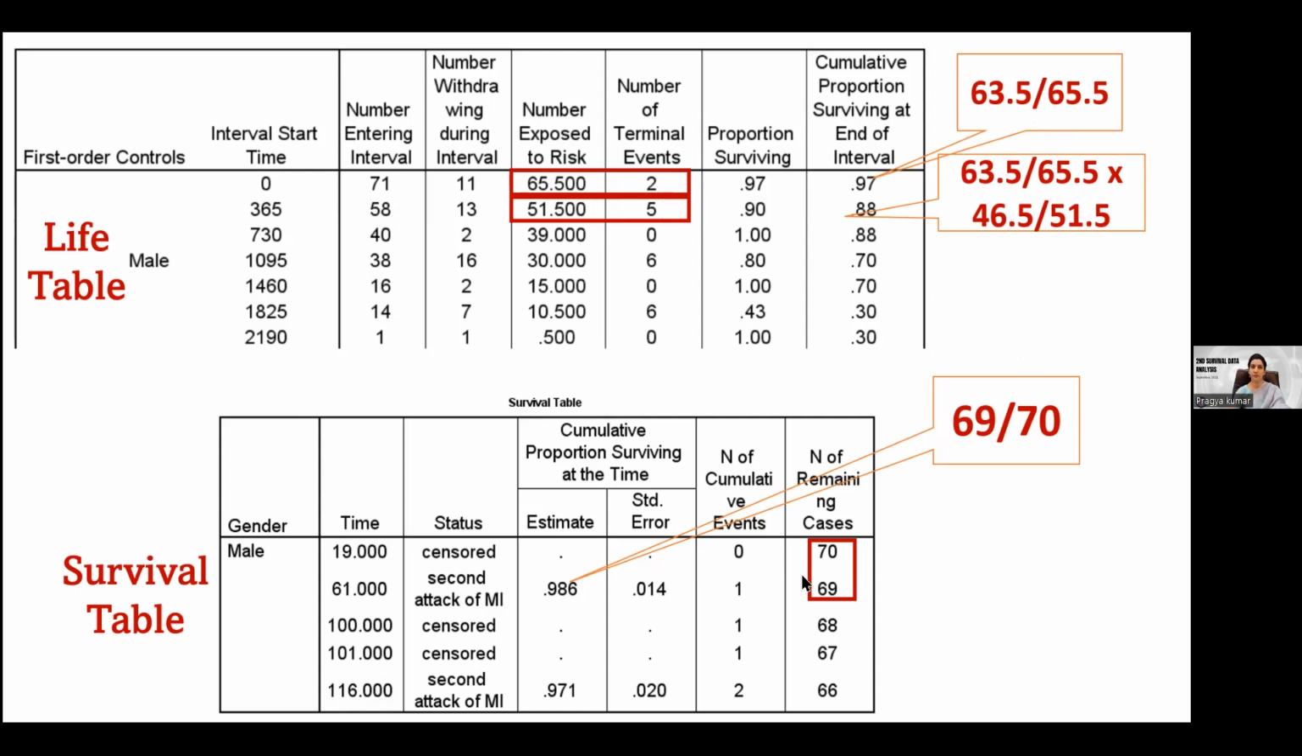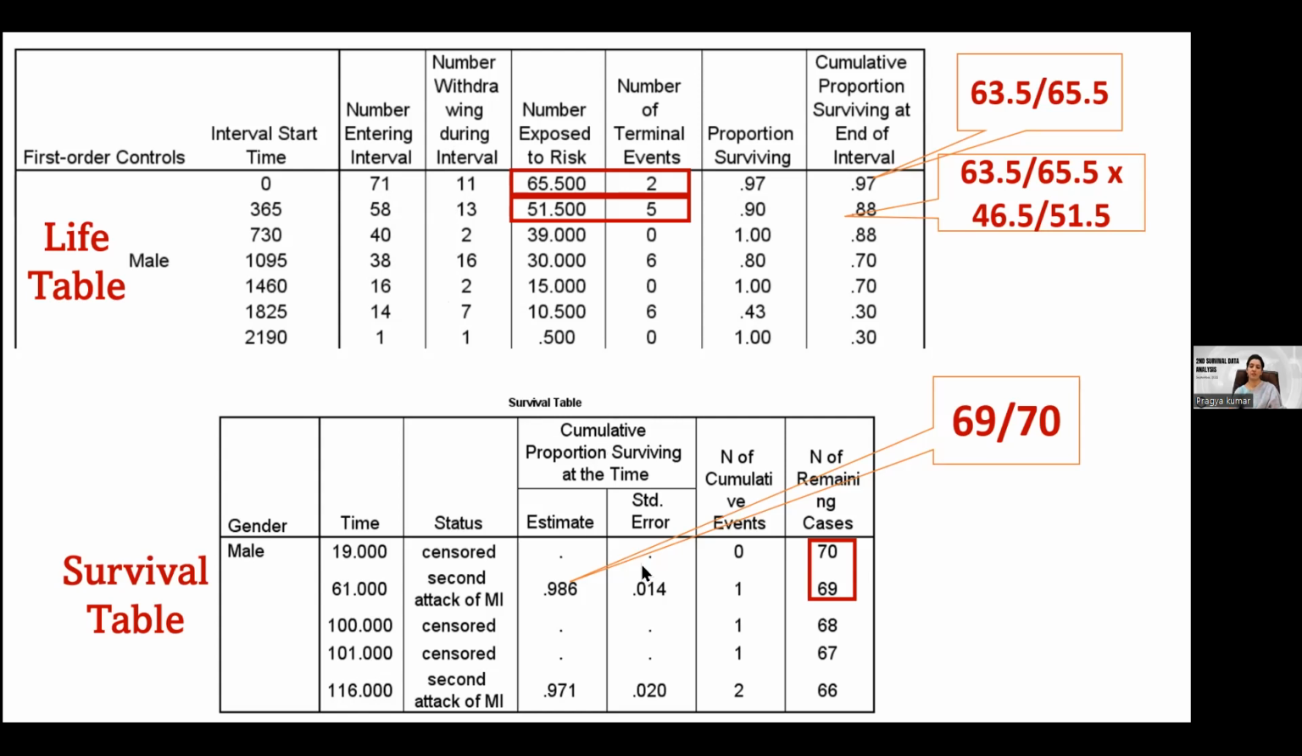But in case of a Kaplan-Meier or the survival table, you will see that you have exact time. In this case, you don't have time interval. You have maybe 19 days or maybe 61 days, 100 days, 101 days, 116 days. So you can see that at 90 days we have started, maybe this is for the male. So there were 70 males. We have started with 71 males. And then we see that there's one which is censored. So in case of the life table, this column gives you the number withdrawing during the interval. That means censored.